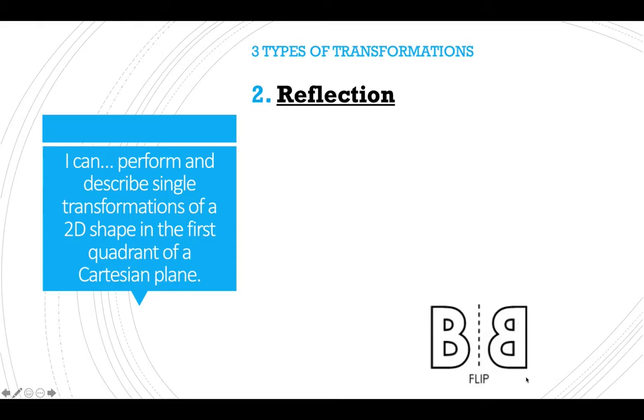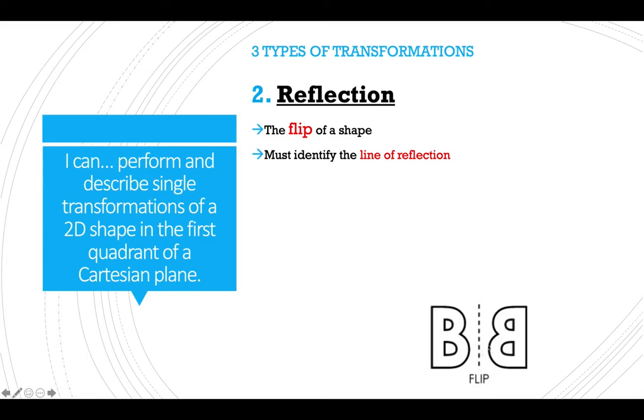All right, so again, we're on with the same I can statement. So we're describing these different types of single transformations, performing and describing them. So the 3 types, we did 1 yesterday. The next one, number 2, is a reflection. So AKA, it's a flip of the shape. The next thing that we have to identify about a reflection is something that's called the line of reflection. Basically, it's like if you had a mirror that you were putting between the shape and the image, where would that line of reflection be?